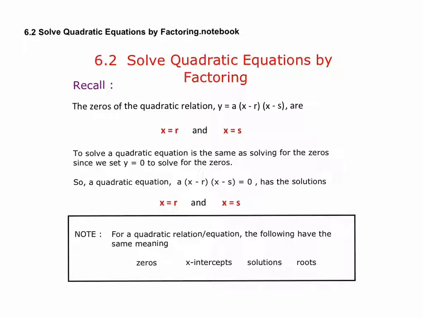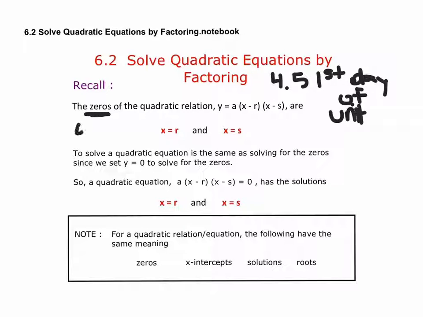This is very much a lesson that is similar to 4.5, the first day of the unit. It's kind of a branch off of that, where we talked about the zeros, or the x-intercepts, of a quadratic relation, where the equation is y equals a(x minus r)(x minus s), where x equals r and x equals s are the x-intercepts.